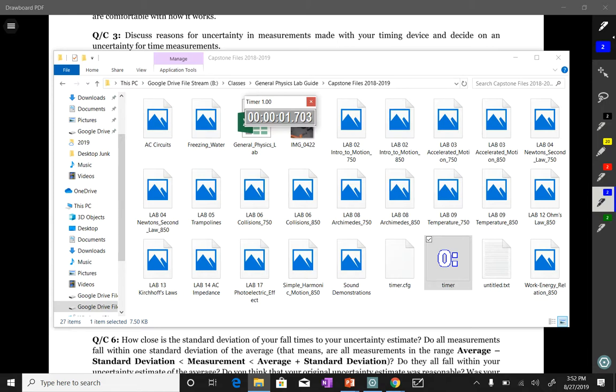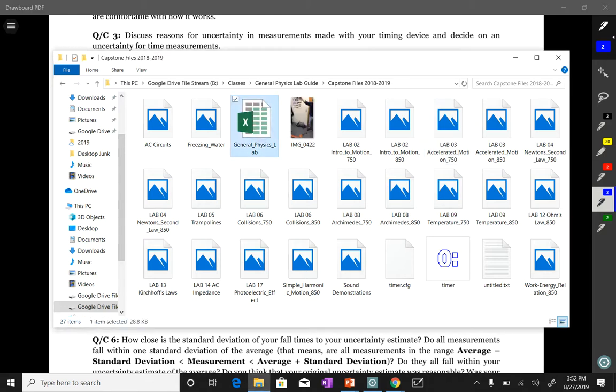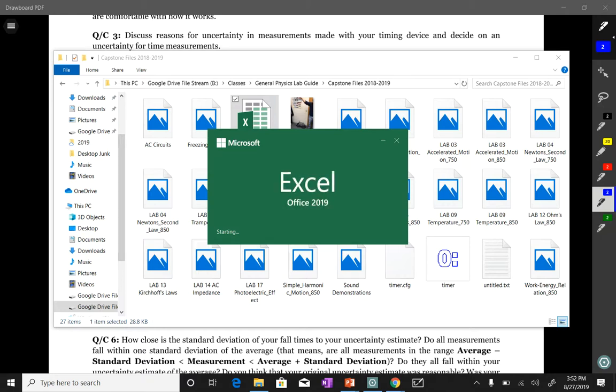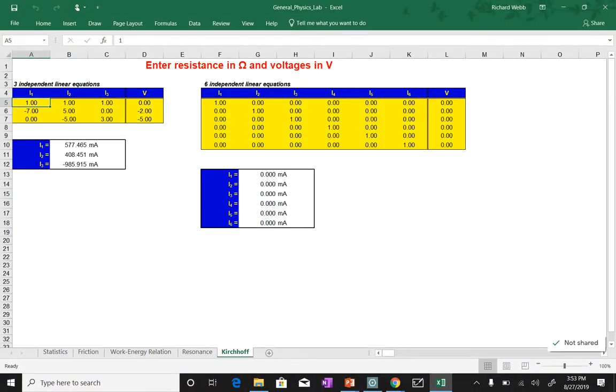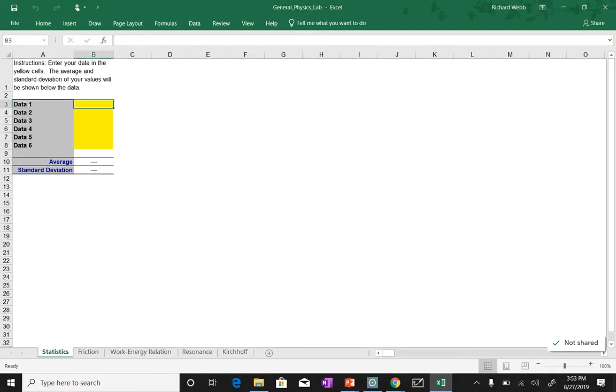And then you're going to calculate the standard deviation and average. You don't need to work hard to do that. There is a spreadsheet in that same folder that, when it comes up in the first worksheet, just has a place for you to put in the numbers, and it calculates the standard deviation and the average. The first one that says statistics. So I just put in my numbers.